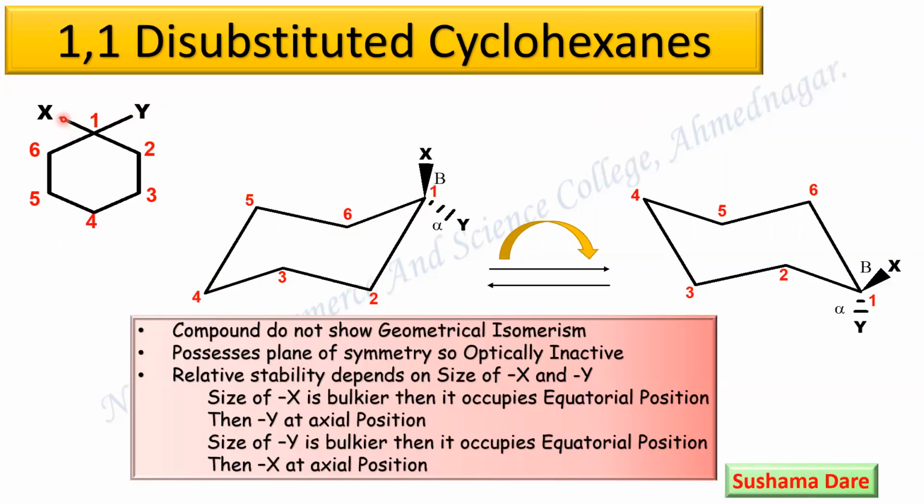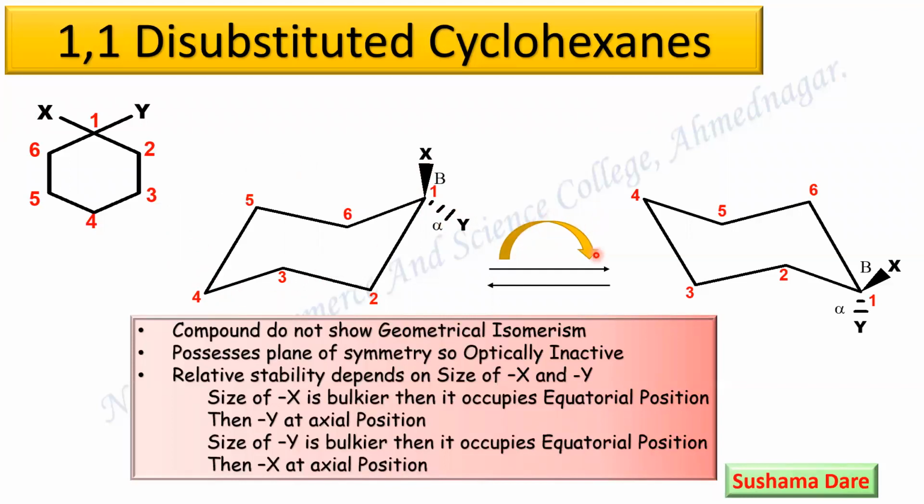Now in this chair structure, X is facing in the upper direction, so I have written it as beta, and Y is facing in the downward direction, so it is written as alpha. X is axial and Y is equatorial. So what is an axial bond? Axial bonds are the bonds which are parallel to the axis of the chair. And what are the equatorial bonds? Equatorial bonds are not along the axis, but are on the periphery of the chair.